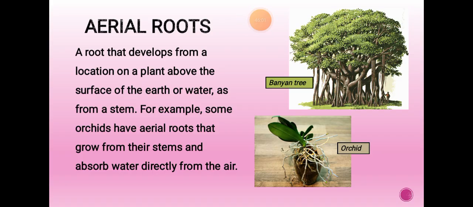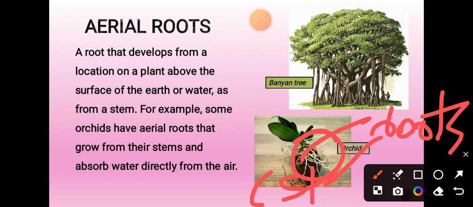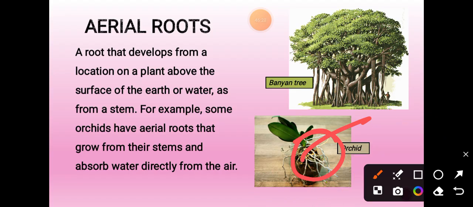For example, some orchids have aerial roots that grow from the stem and absorb water directly from the air. So the best example here is the orchids. They have aerial roots that grow from the stem. Here you can see these are the roots that grow from the stem. Can you imagine? These are the roots that grow from the stem.